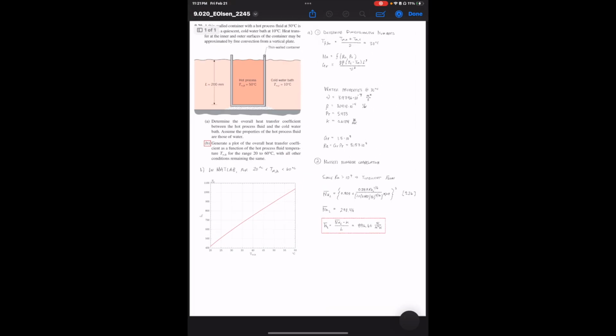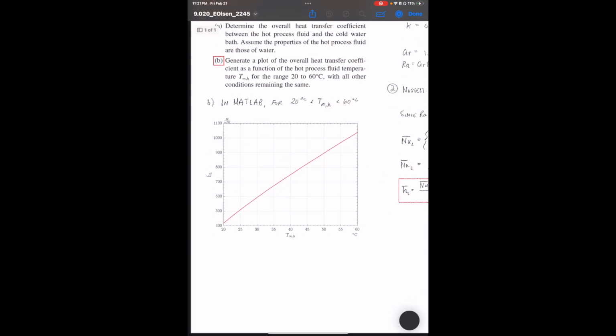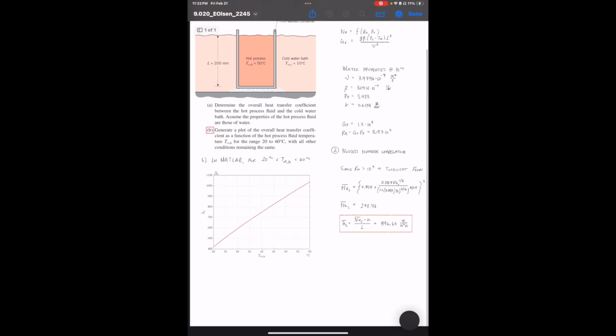And so, yeah, if you use that correlation for every single temperature, you get a curve that looks like this. It looks very linear towards the start. It has a higher slope, but then it tails off a bit. And so you get a lower limit at 20 degrees Celsius of around 400 watts per meter squared Kelvin, and at the upper boundary of around 1050 watts per meter squared Kelvin.